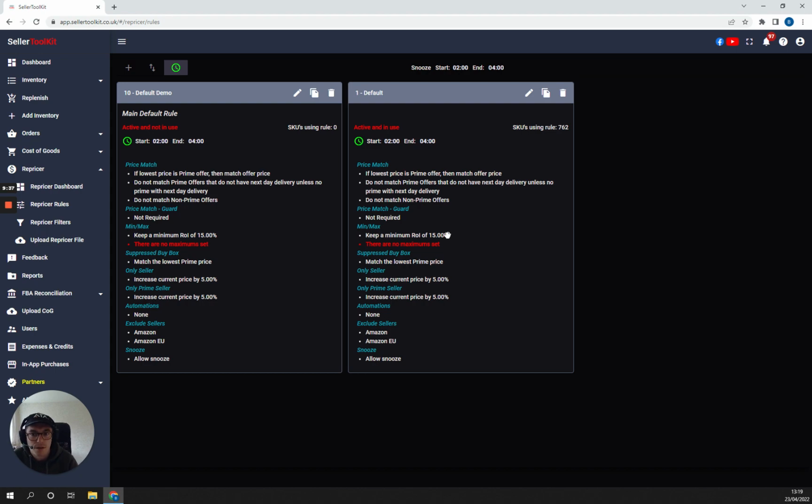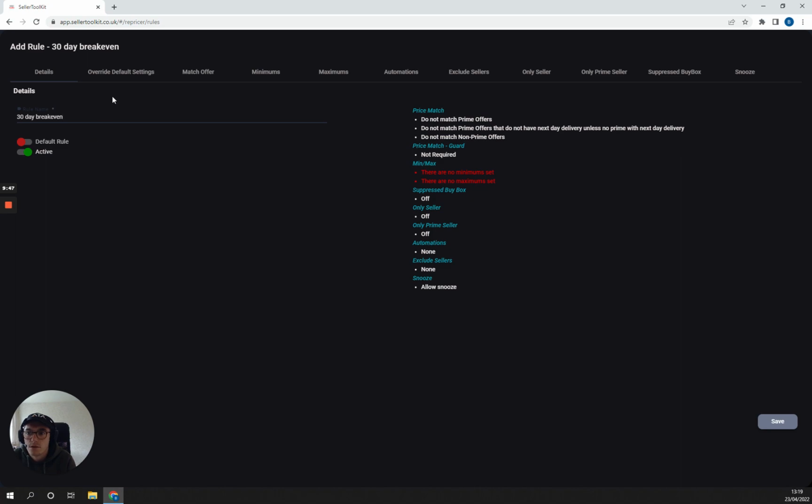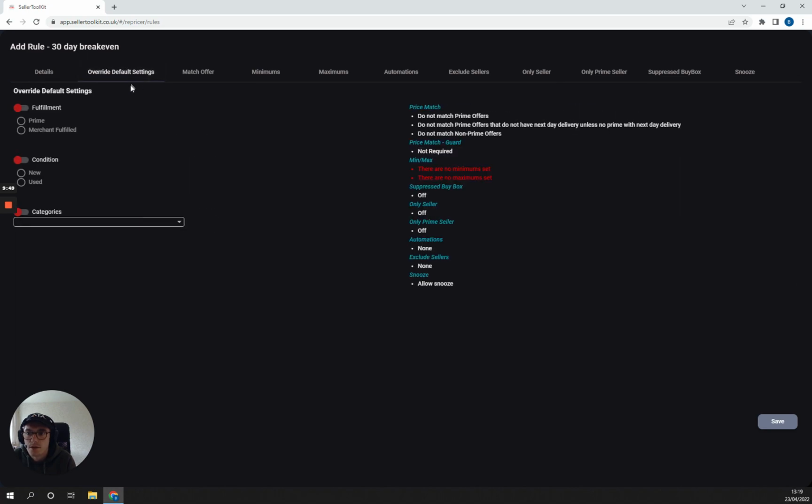So let's set up a second rule for 30 days. Let's call this 30-day break even. You can set it to override the default based on if it's in a particular category or anything like that, but I don't bother with that. I've never used it.